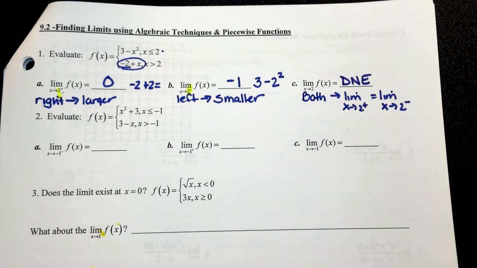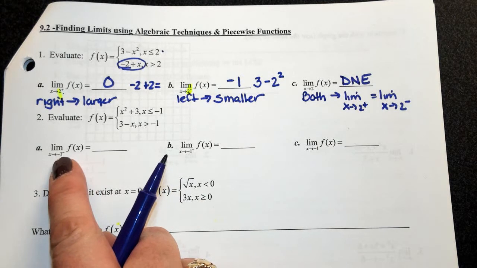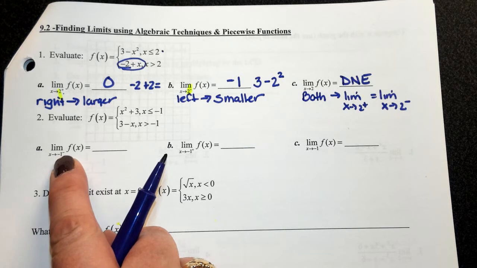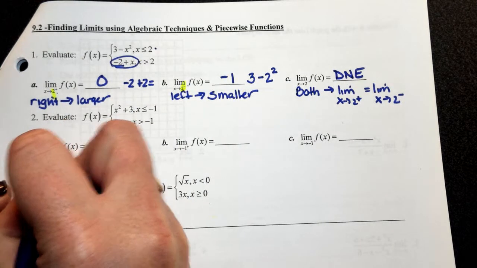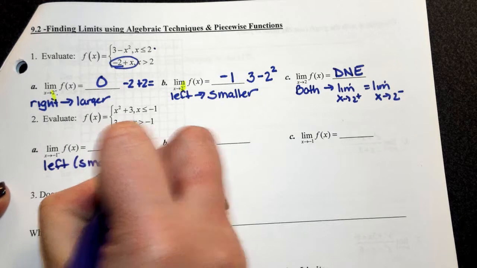All right? So if the values are not the same on the left and the right, then remember the two-sided limit does not exist. All right? Let's take a look at 2. The limit as x approaches negative 1. Now what side are we looking at? Left, right, or both? We're going to be looking at the left, which means we're looking at the x values smaller.